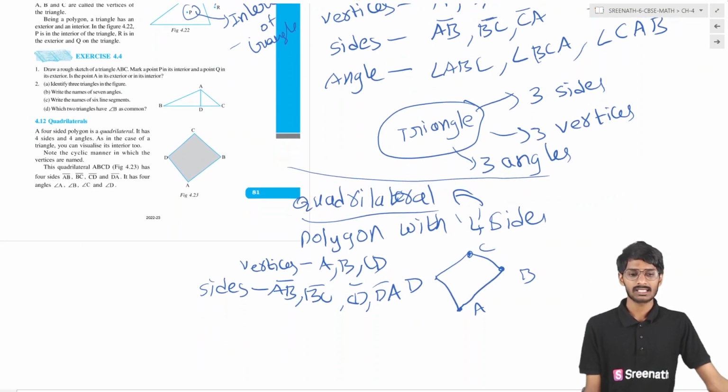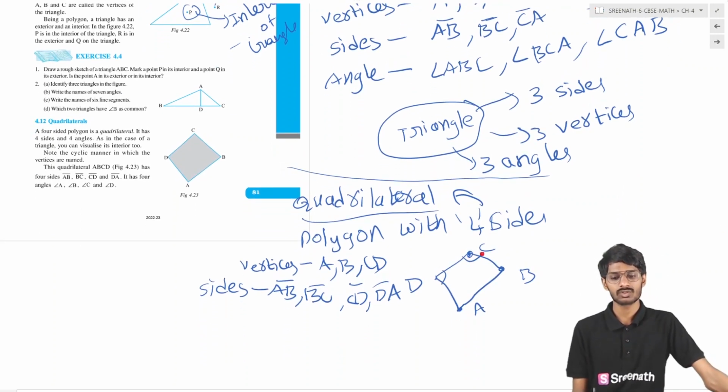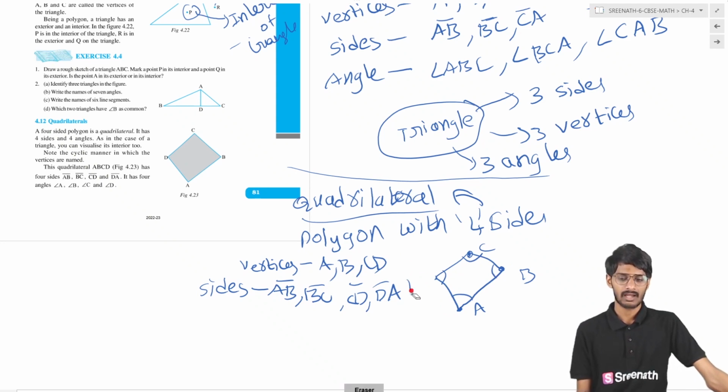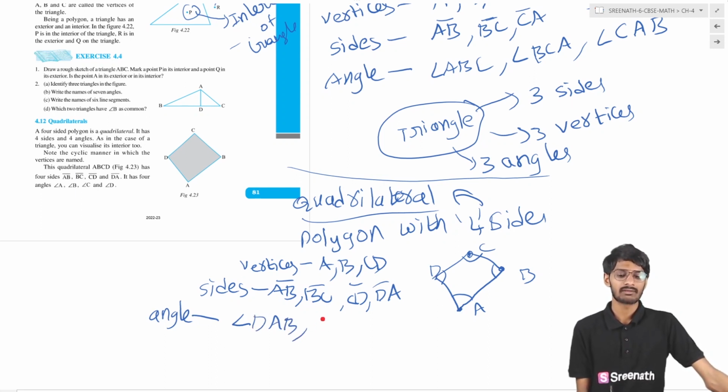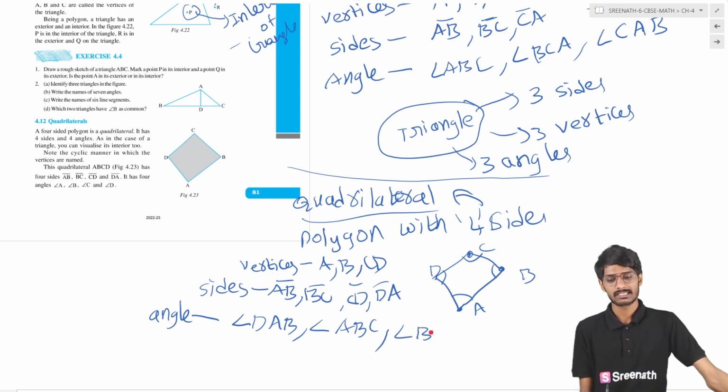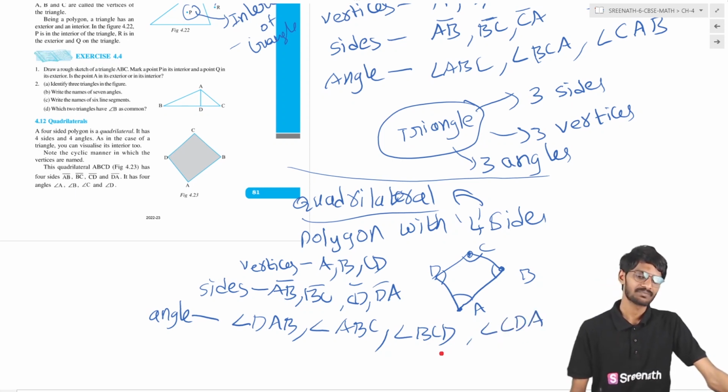Okay, students. And what are the angles? Here we have four angles now: angle at A, angle at B, angle at C, angle at D. We have to represent the angle with the vertex in the middle. What are the two rays? This is one ray, this is another ray. So DAB is one angle. What is the next angle? That is angle B, so angle ABC. Next angle is C, so BC, CD, angle BCD. Now the next angle is angle D, so CD, DA, angle CDA. This is the way of representing angles, students.